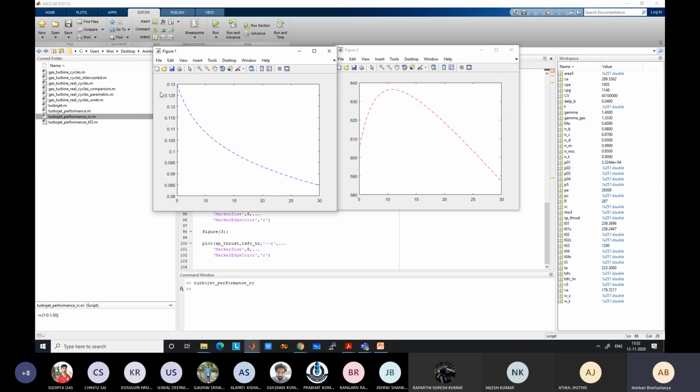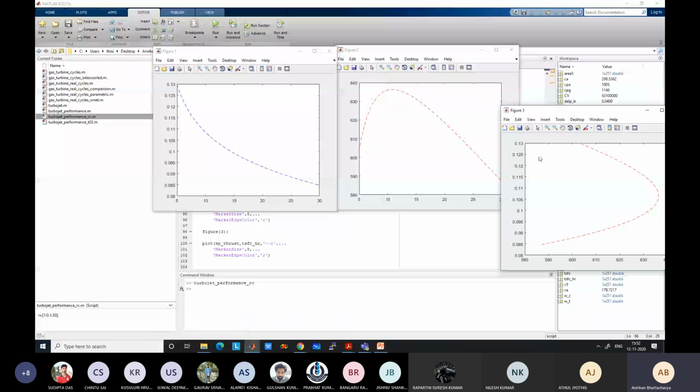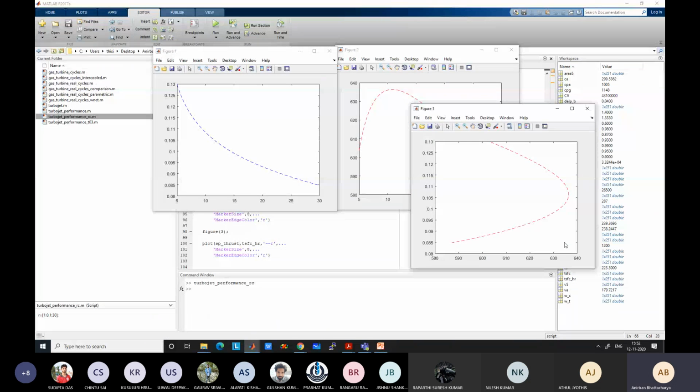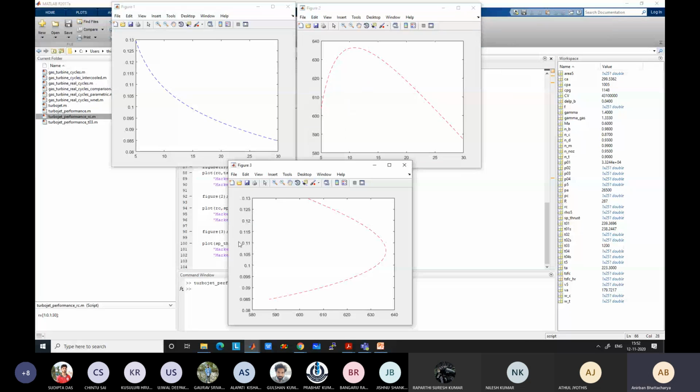Not only this, for turbine inlet temperature also we have to decide. So remember that these are based on the same turbine inlet temperature, 1200 Kelvin. We will also see the effect of turbine inlet temperature. But before going to that, let me also show the plot of thrust specific fuel consumption versus specific thrust.